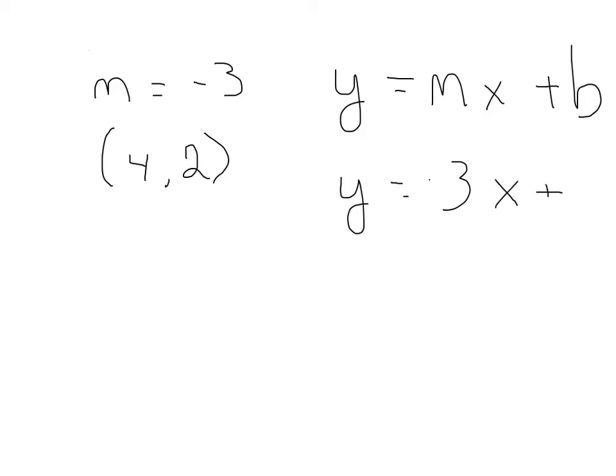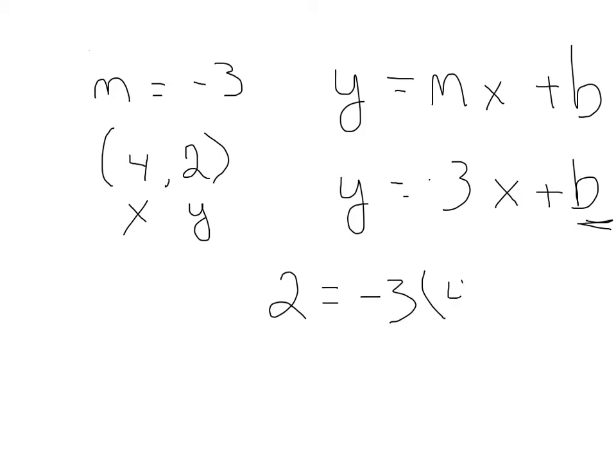So now I have y equals -3x plus b, but I still need to figure out my y-intercept. I need to find my b value. In order to find my b value, I'm going to take (4, 2) and substitute them into the equation, since I know that they are on this line. So 2 is my y, 4 is my x. So 2 is going to be plugged in for my y, 4 is going to be plugged in for my x, and I'm solving for b.